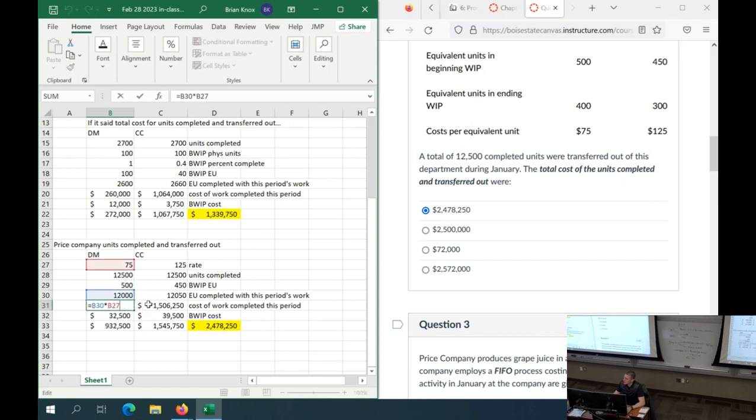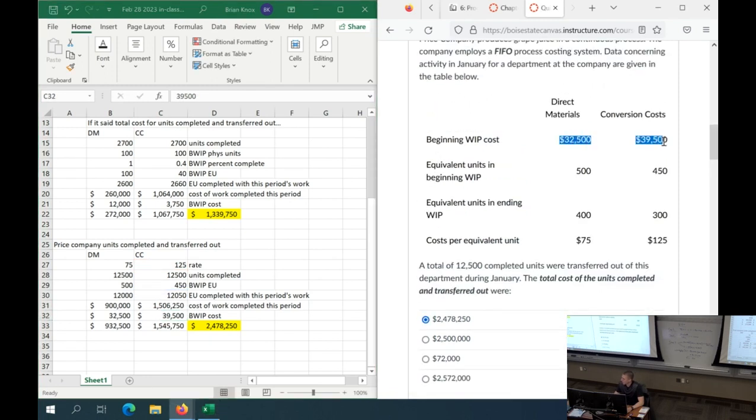B31 and C31. We're multiplying the equivalent units completed with this period's work, which is units completed minus the beginning WIP equivalent units, times the rate that was given. Just the rate right there, times this 1200 right here. And this one's the same thing, just the other column. Is that right? Okay. Can't forget to include these at the end too. Right there.